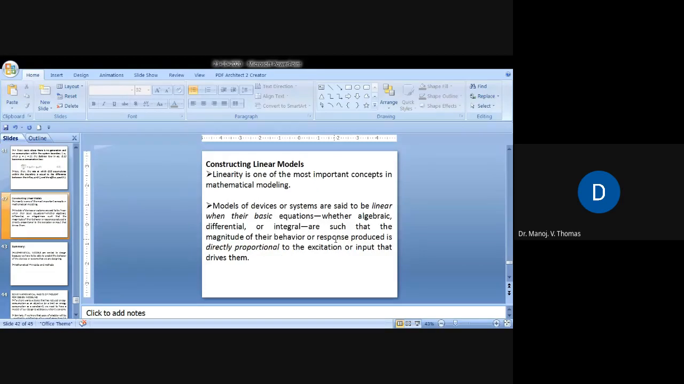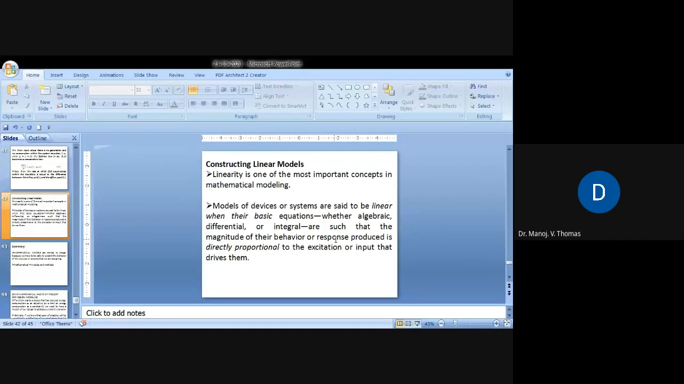So another topic is constructing models, constructing linear models. Linearity is one of the most important concepts in mathematical modeling. Models of devices and systems are said to be linear when the basic equations, whether algebraic, differential, or integral, are such that the magnitude of their behavior or response is directly proportional to the excitation. In the previous Hooke's law example, F is proportional to X, or X is proportional to the force applied. So F is proportional to X, and F is equal to KX.